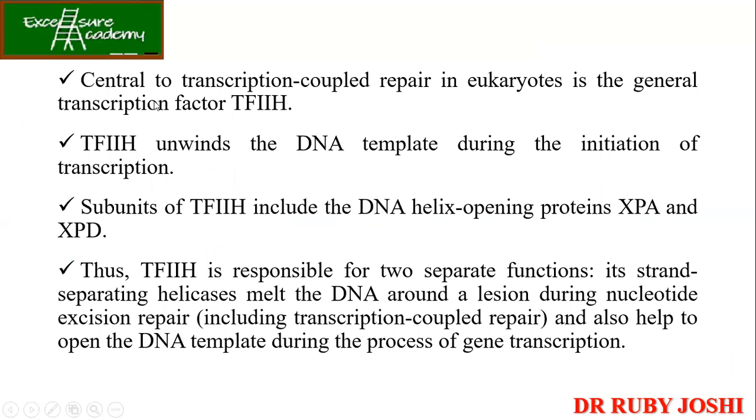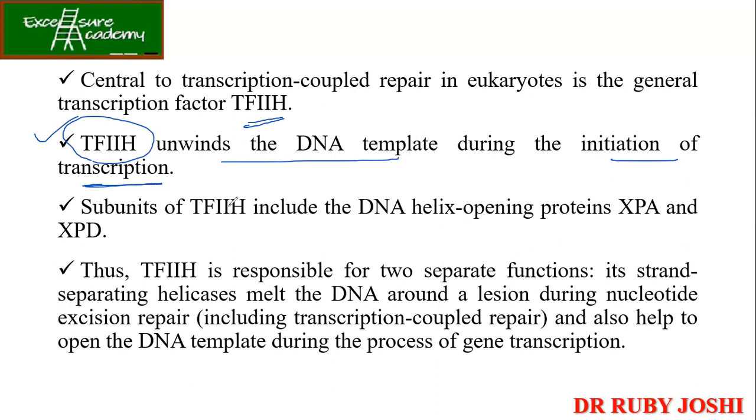Okay, so central to the transcription coupled repair in eukaryotes is the general transcription factor TF2H. For now, just remember that we are talking about TF2H, that is transcription factor 2H. We will be talking about this in transcription as well. So TF2H unwinds the DNA template during the initiation of transcription. So even this is what you have to mention when we say that you have to do the transcription in the test tube. So we need a helicase, an unwinding protein as well, right?